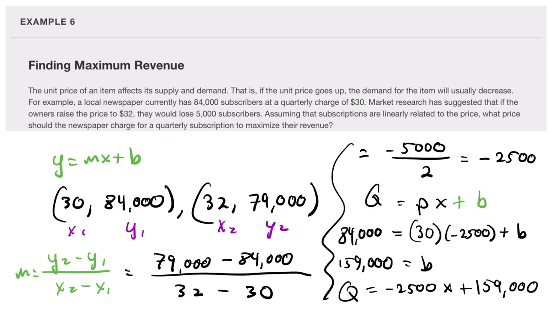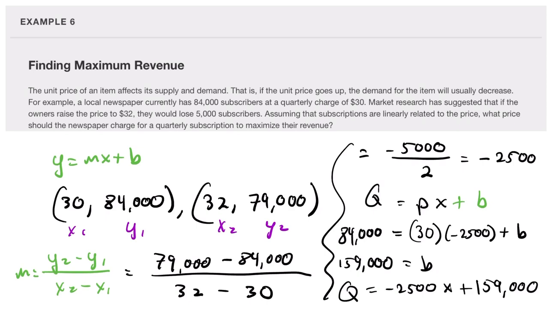Okay. So then when the price is $30, we should get 84. Siri, what's negative 2,500 times 30 plus 159? Negative 2,500 times 30 plus 159 is negative 74,841. Siri, what's 75 plus 84? 75 plus 84 is 159. Why is it off by 10? Let me look at it one more time.